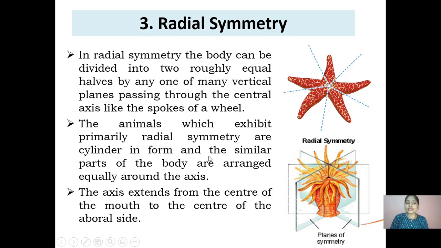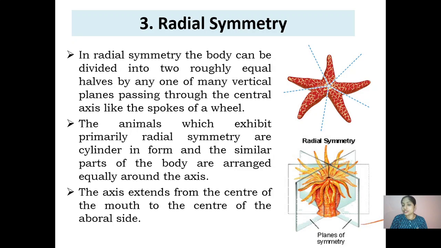The animals which exhibit primarily radial symmetry are cylindrical in form and the similar parts of the body are arranged equally around the axis. The axis extends from the center of the mouth to the center of the aboral side. So where the mouth is located, that side is referred to as the oral side and the side that is away from the mouth is what is known as the aboral side. Here, the best examples are starfish and cnidarians like hydra and sea anemone.